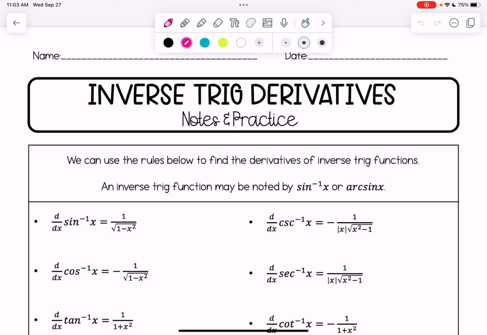In this video, we'll be talking about how to find the derivative of inverse trig functions. So we can use the rules below to find the derivatives of inverse trig functions. And just take note that these functions might be noted as, for instance, inverse sine of x with that -1 exponent notation for inverse, or it could be arc sine of x. And that's just using sine as an example. That would apply to any of the 6 trig functions.